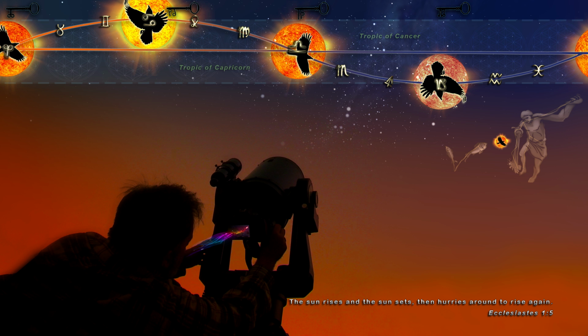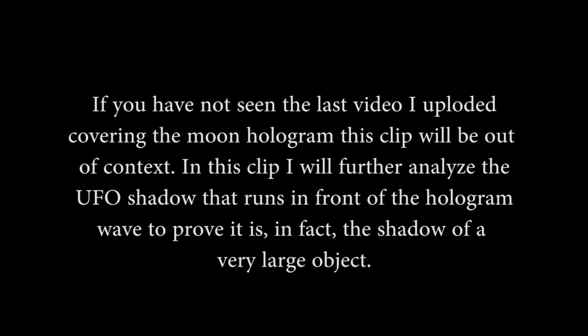Anyhow, the UFO that was finally identified in the hologram clip when I did the analysis yesterday, I have gone back to analyze that UFO, and I've kind of blown my own mind with what I've discovered. I spent all day editing and researching and getting the proof I need. If you didn't see the one I uploaded yesterday, proof for the moon hologram, this clip will be out of context. So if you haven't seen that other clip, you need to see it.